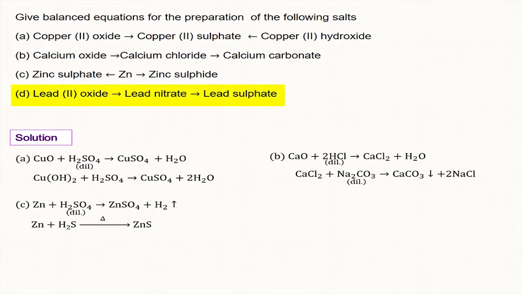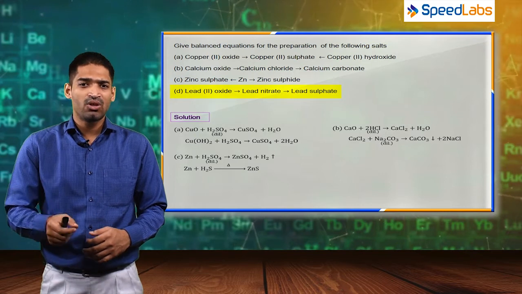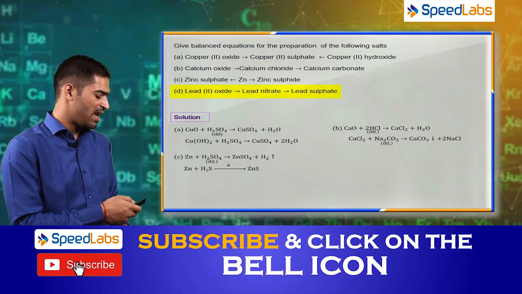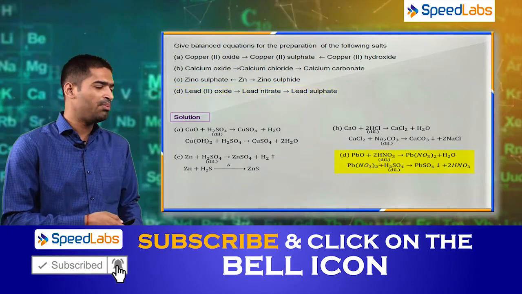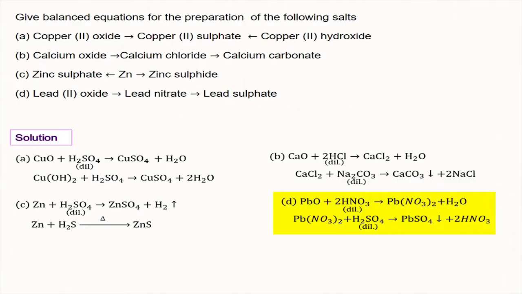In the last part, you have to prepare lead nitrate from lead 2 oxide. So lead oxide, just react lead oxide with HNO3 because we need nitrate ions, so we are choosing HNO3, and the balanced reaction comes out to be PbO plus 2HNO3 gives you PbNO3 plus H2O.